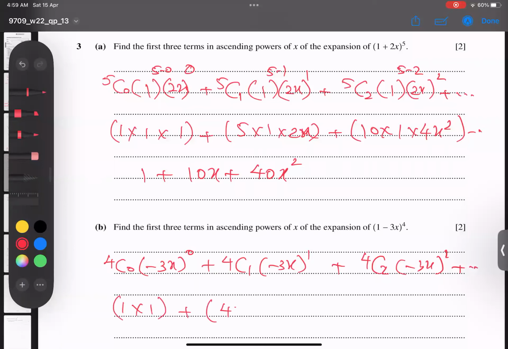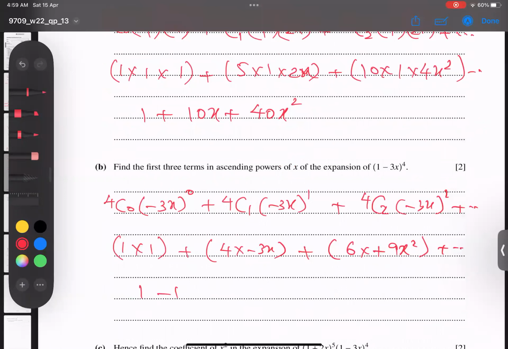4C1 is 4 into negative 3x. And similarly, 4C2 is 6 into positive 9x to power 2. Why positive, students? Because power 2 of minus 3 will give you positive 9, and so on. Understood. 1 minus 12x and plus 54x to power 2. Alhamdulillah, I hope the point is very clear.